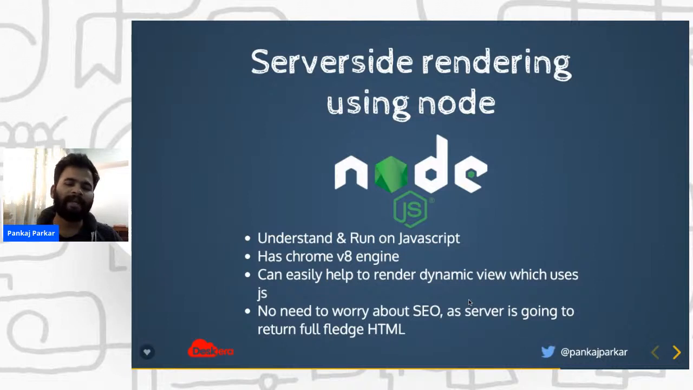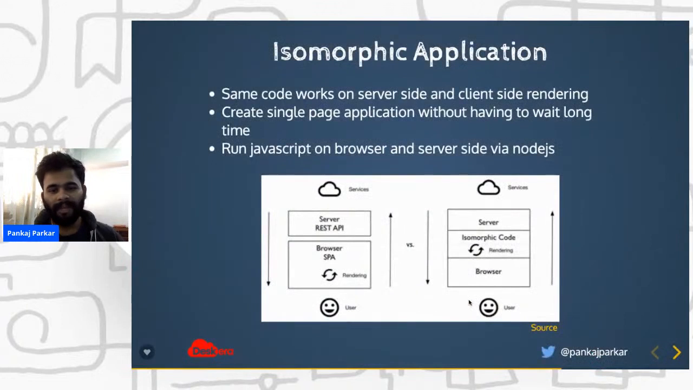Okay, and also it will help us to solve the SEO problem, because ultimately our JavaScript is going to be rendered on the server, so we are going to give that rendered output directly to the crawler. So that's the solution to the problem. And again, there were some situations where you won't find server side rendering to be the more efficient way of doing it. So that's where the isomorphic application came into the picture.